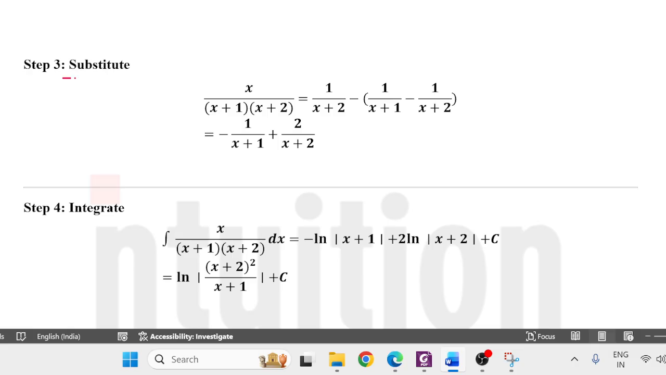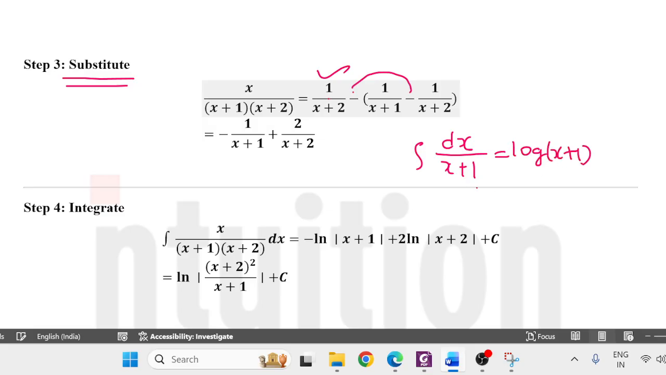The substitution means we'll just write the first term, that is 1 by x plus 2 minus 1 by x plus 1, minus x plus 2. If you open the bracket, this minus and this minus will become plus. So we write plus 1 by x plus 2 minus 1 by x plus 1. And we know the integration of dx divided by x plus 1, just now we did it, is log of x plus 1. And integration of dx divided by x plus 2 will be equal to log of x plus 2.